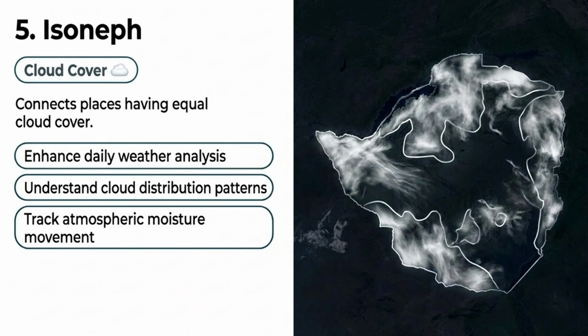Isoneph help meteorologists study the distribution of cloud, analyze daily weather conditions, and track the movement of atmospheric moisture. They are also useful for understanding weather changes and improving weather forecast. In simple words, an isoneph is a line joining places with equal cloud cover on a map.